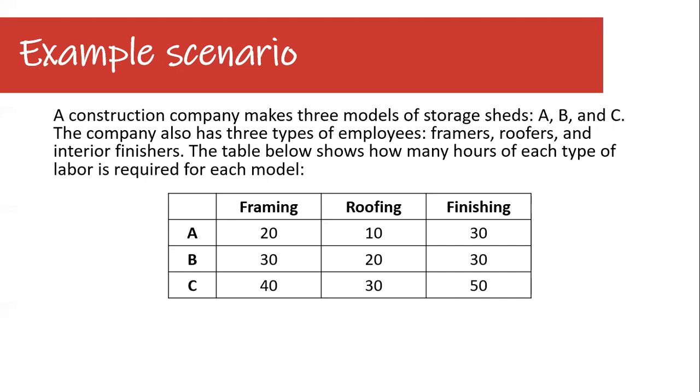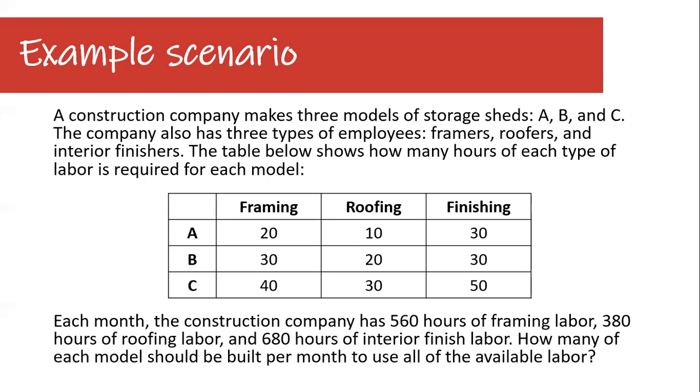Now, to complicate matters, each month they have limited resources. They only have 560 hours of framing labor, 380 hours of roofing labor, and 680 hours of interior finish labor. We want to know how many of each model they should make in order to use all of their available labor, so we want to keep all of their employees busy. How can we do that to find the intersection?